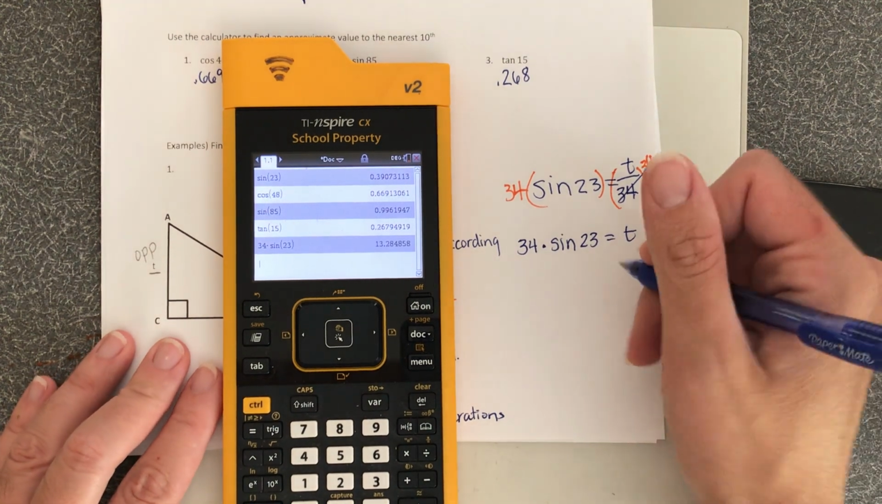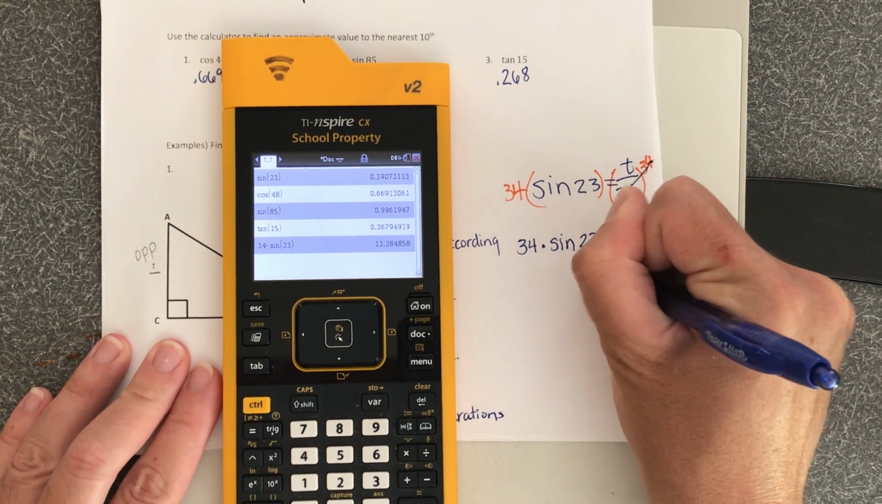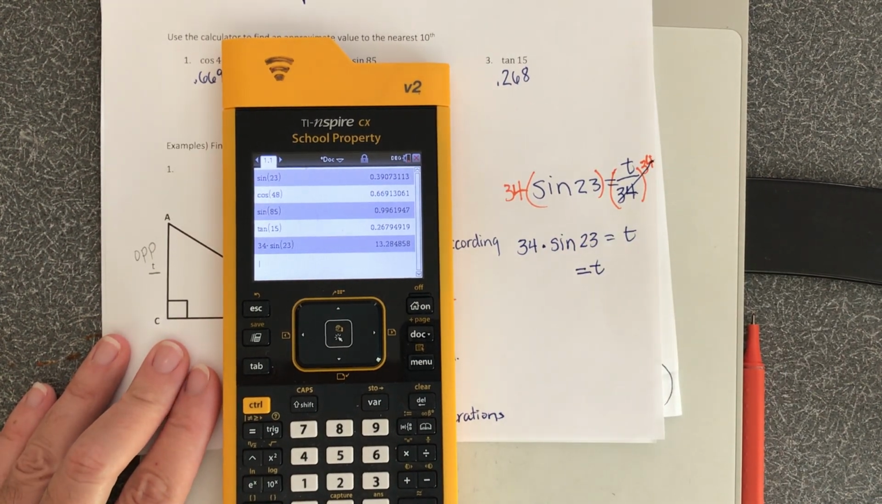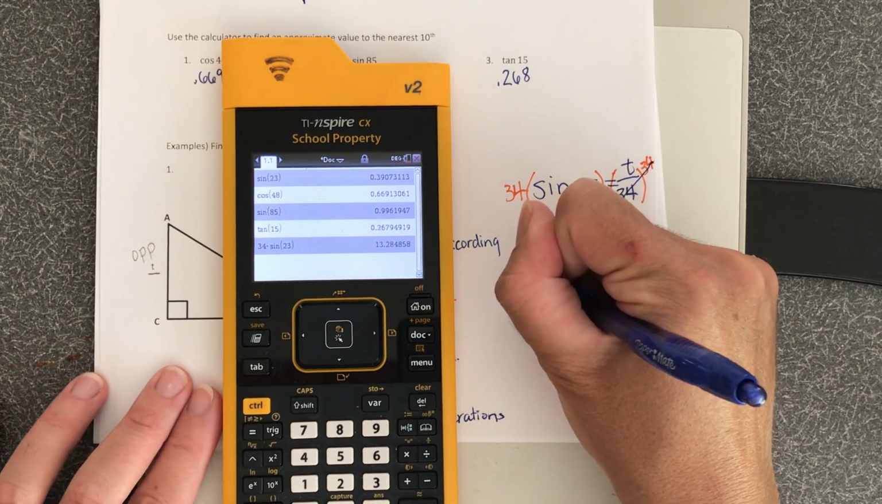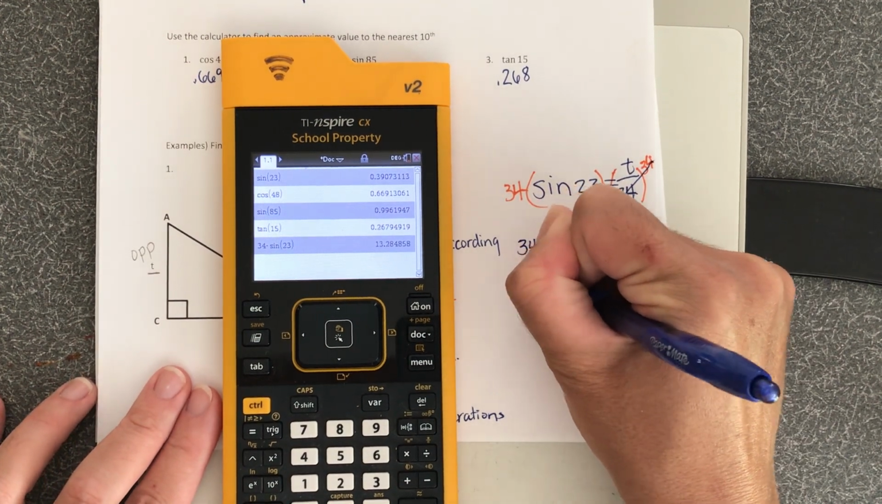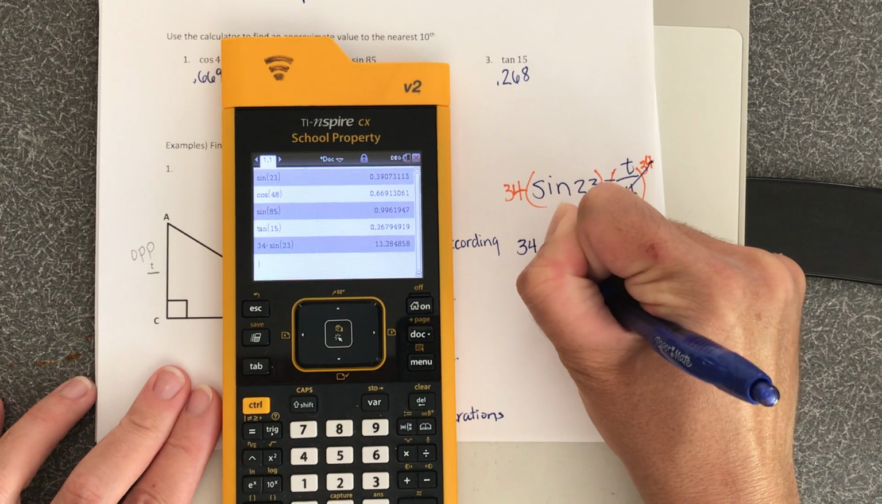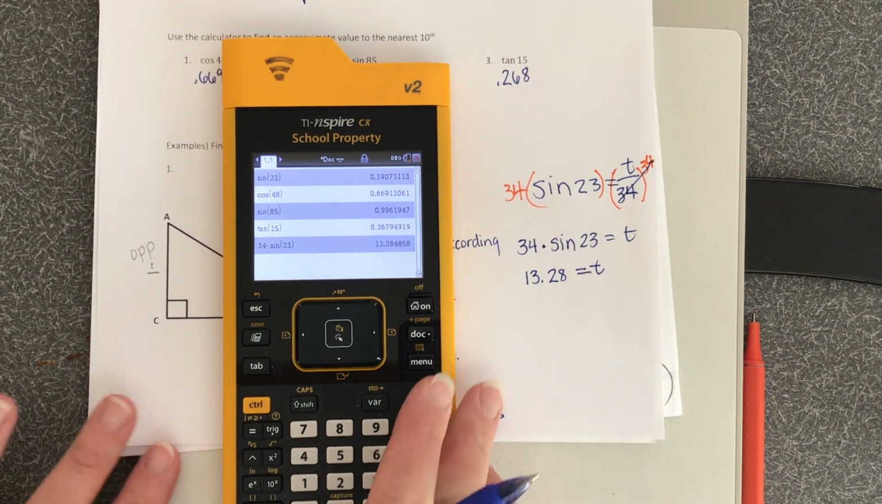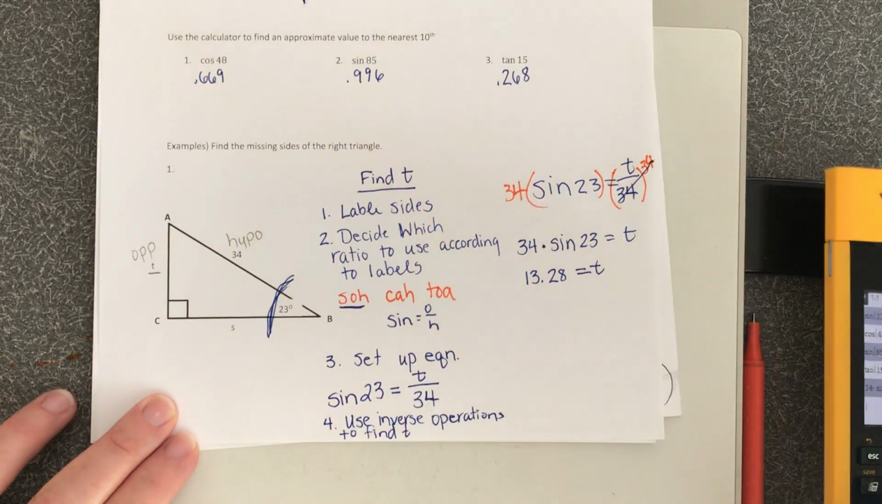And so what I get is an approximate value, which we are going to use because again, we're talking about the Pythagorean theorem and square roots and rationalizing the denominator. So our approximate value is 13.28. So the length of t is about 13.28 units long. Okay, so we know what t is.